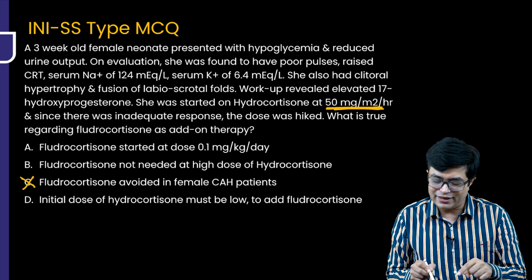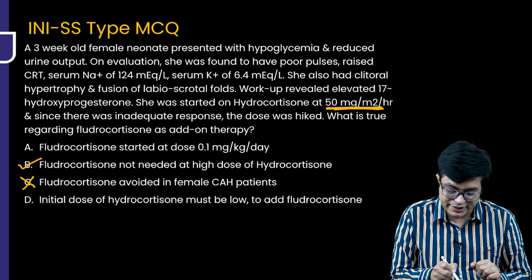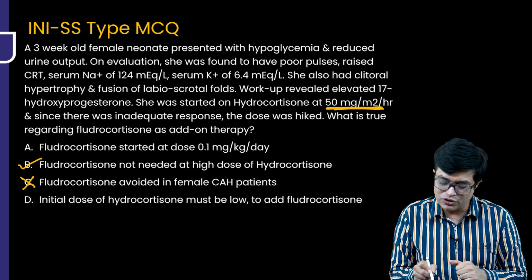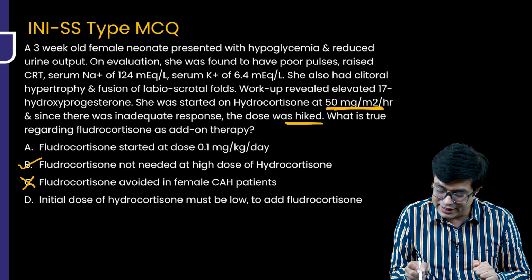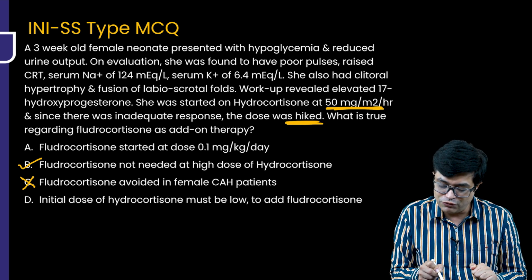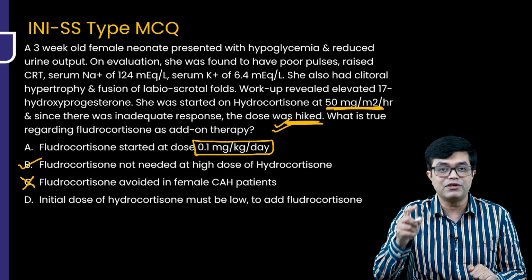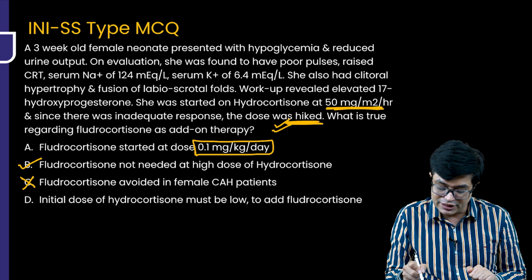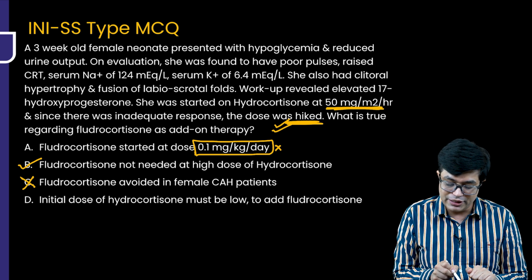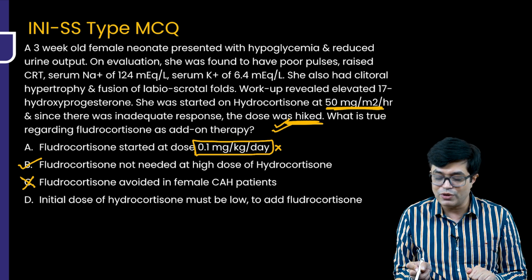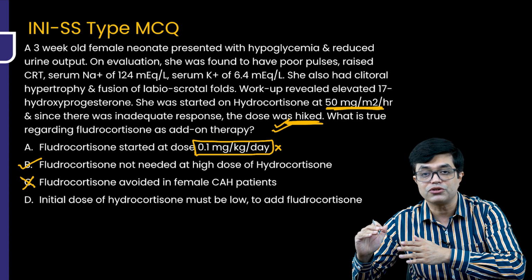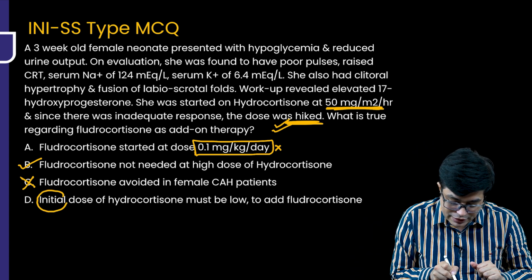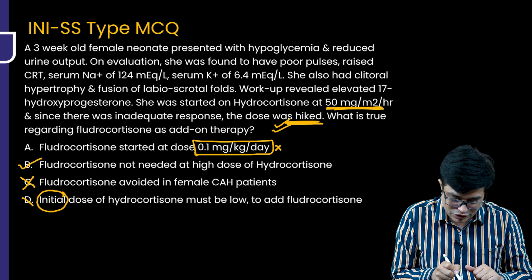Fludrocortisone not needed at high dose of hydrocortisone is a correct statement. Option A, fludrocortisone started at dose 0.1 mg per kg per day. It is started, but they are asking about this patient, where the dose was hiked. So fludrocortisone will not be started at this dose initially because the hydrocortisone dose is more than 50 milligram per meter square in this patient. So this is again not the answer. And option D, initial dose of hydrocortisone must be low to add fludrocortisone. Dose of hydrocortisone must be low to add fludrocortisone is true, but they are using the word initial here, so this is also not the answer.